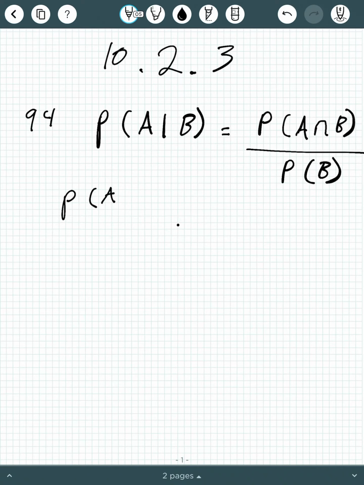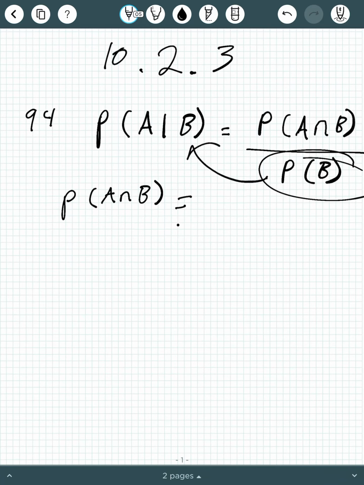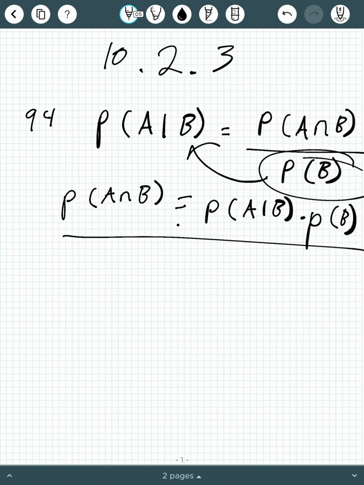They gave us the instructions, hey, we have to start with P of A and B on one side here. And so basically, that just means do an inverse operation. To get it by itself, we would multiply by P of B on both sides. And that just rearranges it to be the probability of A given B multiplied by the probability of B. So this is a rearranged version that we can call the multiplication rule. This was part A.